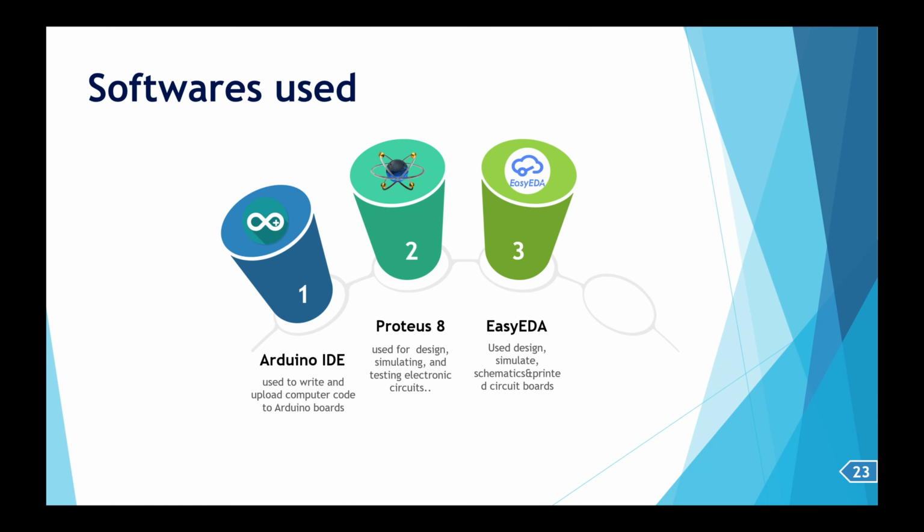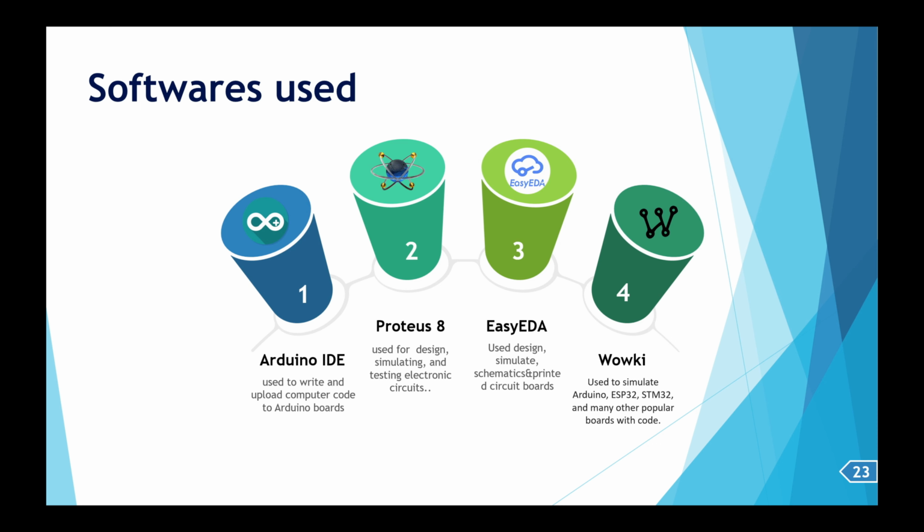Now the third software that we have used, which is the most important, is EasyEDA, which is also used to design the PCB as well as the schematic or the connection diagram that we have used to make the PCB. Using EasyEDA software, we have generated the Gerber file, and according to the Gerber file, we ordered our custom design PCB. And the fourth, also a very important software, which I have already shown you, depending upon which we have simulated the things, is Wokwi software. This Wokwi software is specially designed for Arduino, ESP32, STM32 and many other popular boards. It is a universal software.